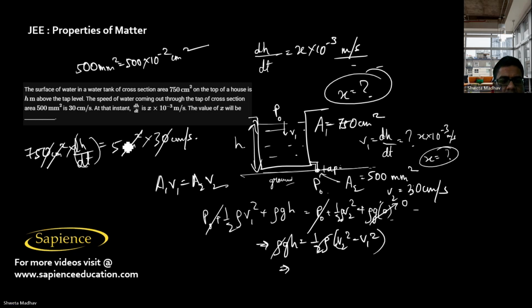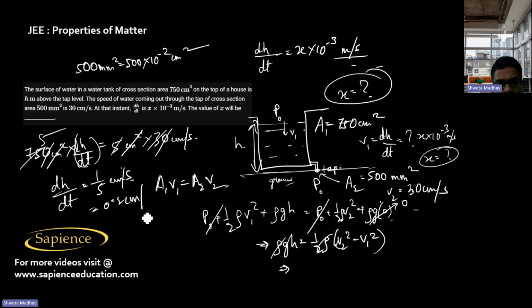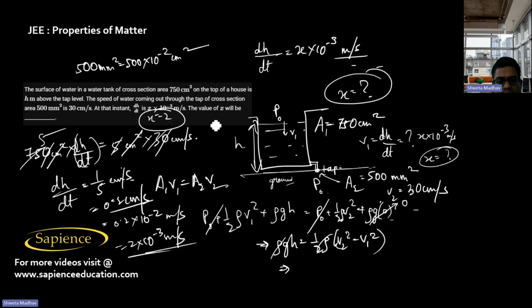So 5 3s are 15, 15 5s are 75. So dh by dt will be equal to 1 by 5 centimeter per second, which is 0.2 centimeter per second, which is equal to 0.2 into 10 power minus 2 meter per second, which is 2 into 10 power minus 3 meter per second. So obviously the value of x will be 2. 2 is the answer.